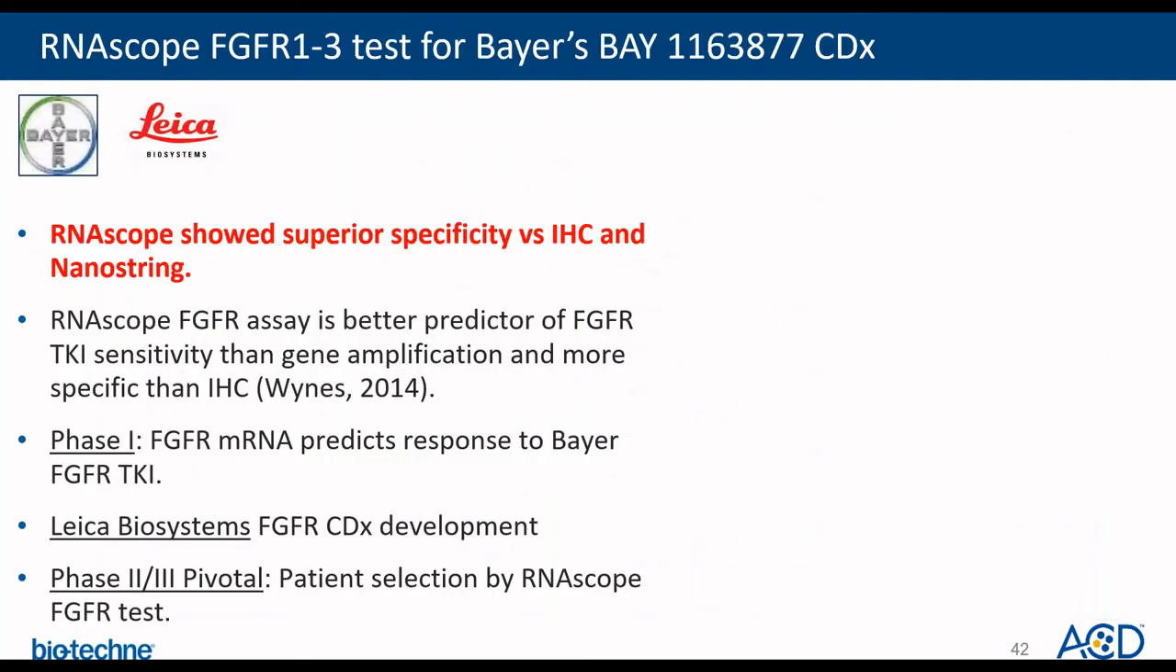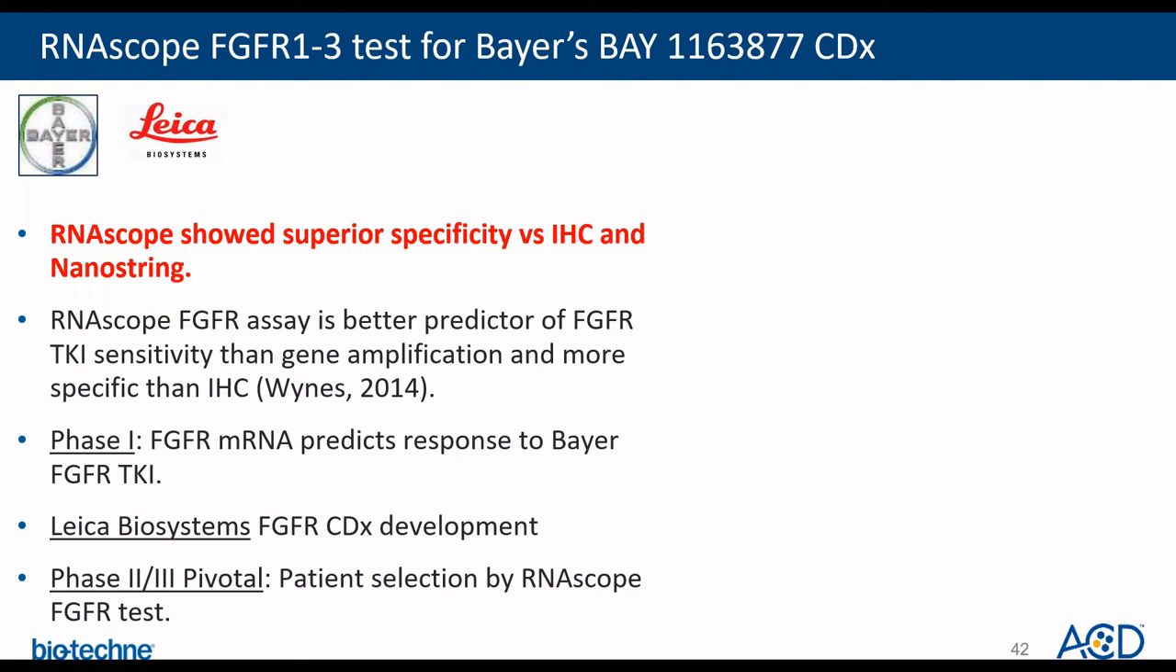Another example where RNAscope has proven to be most effective for biomarker assessment and development of diagnostic tests is for receptor tyrosine kinase FGFR1, 2, and 3, for which Bayer has a small molecule tyrosine kinase inhibitor. RNAscope was shown to be superior in terms of both specificity and sensitivity against IHC as well as NanoString assays. And originally in 2014, RNAscope was proven to be a better predictor of FGFR tyrosine kinase inhibitor sensitivity as compared to gene amplification. And it was also shown to be more specific than IHC.